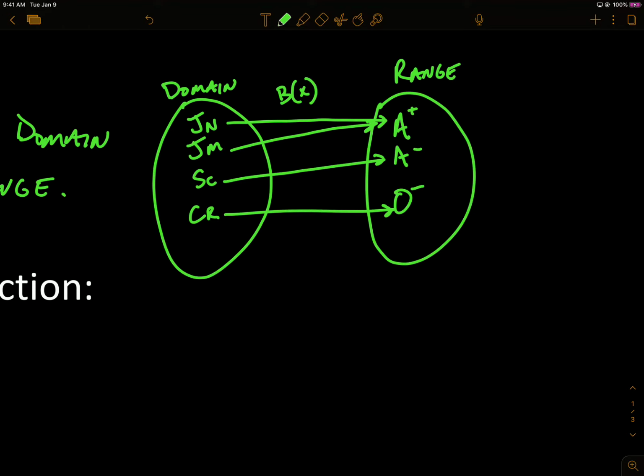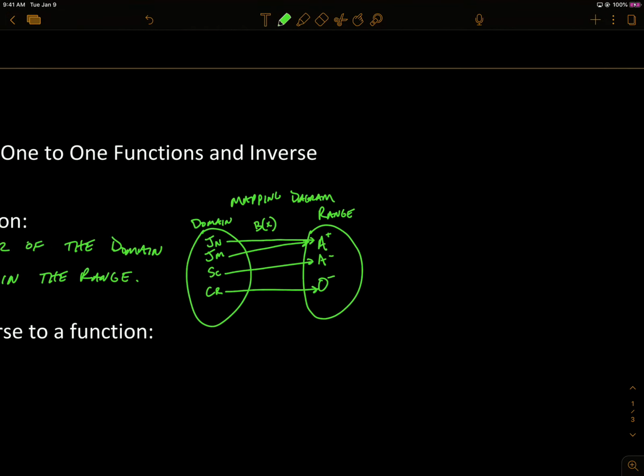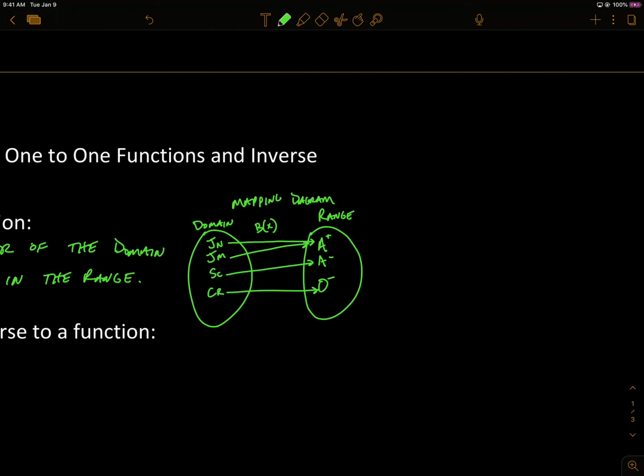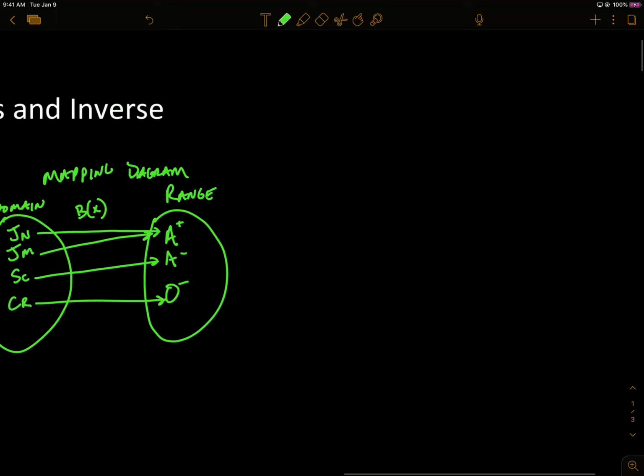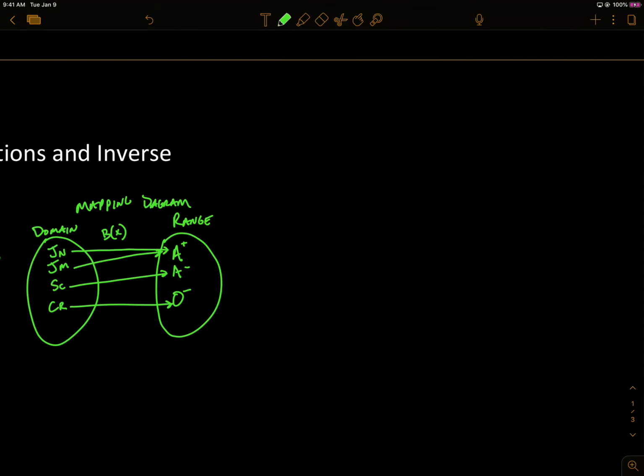We use that language, maps to, and that's a mapping diagram. A good example is our blood type. Let's go over some function notation and recall some of this.